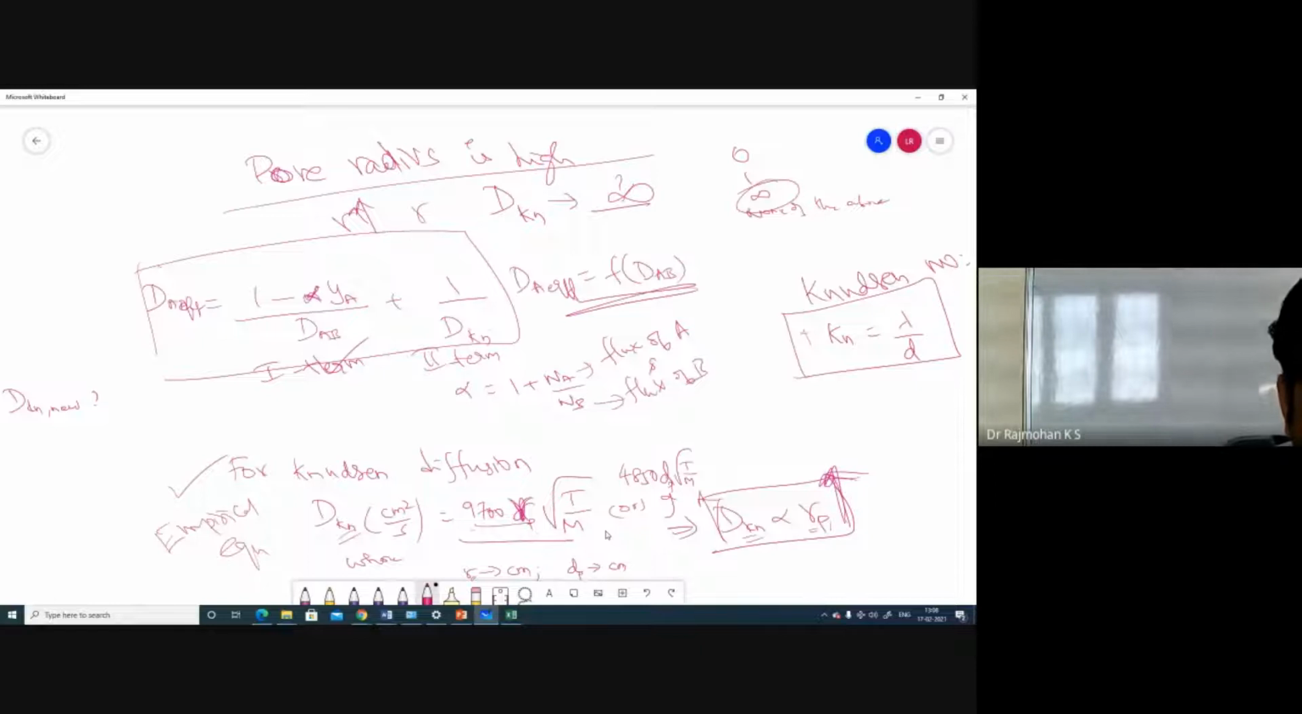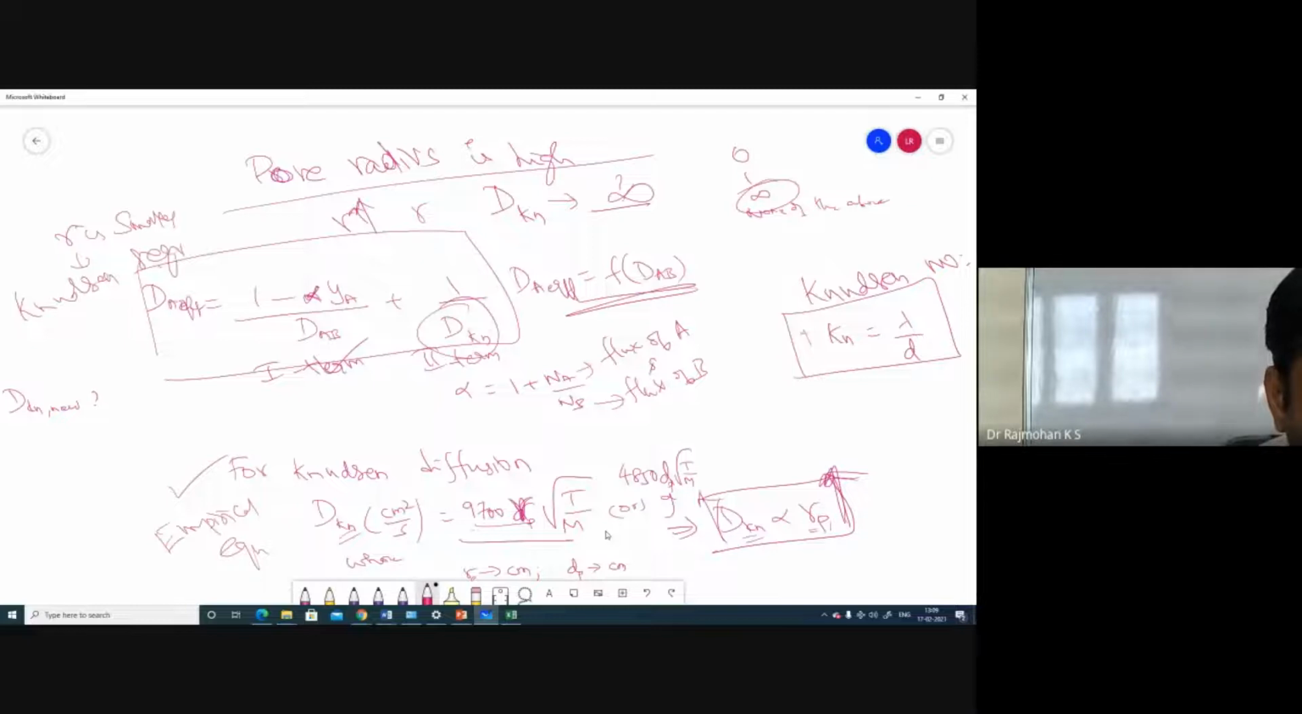Okay. Other case, the opposite case, what is that? When r is small, that is, r is tending to less than your lambda value, what will happen? In that case, what do we have? We have the Knudsen regime.